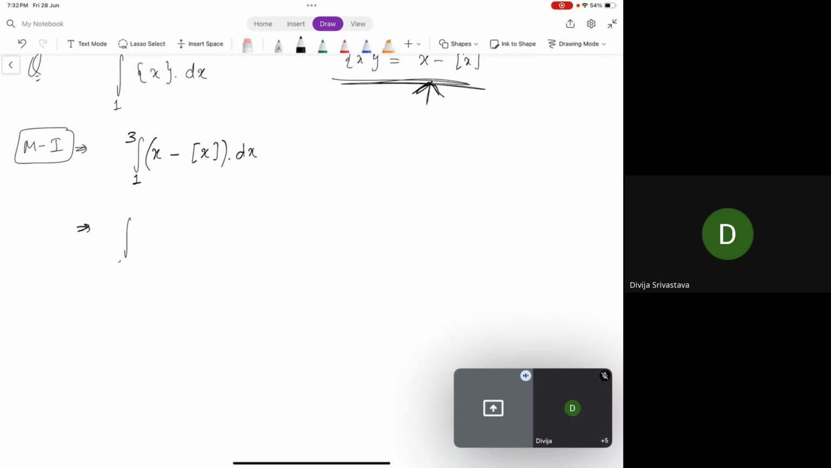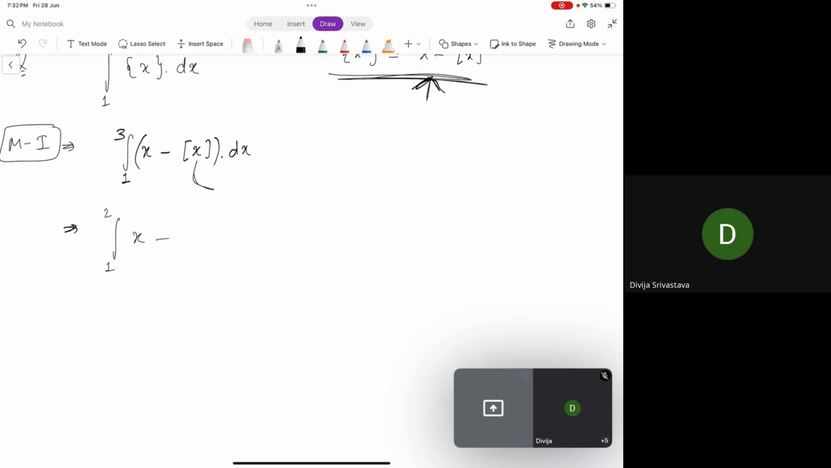So if the limit is from 1 to 2, then I can write this equation like this: integral from 1 to 2 of x minus [x]. Now all of you tell me, if x is from 1 to 2, the value of [x] equals? Do you know? If x is between 1 and 2, it will be 1.